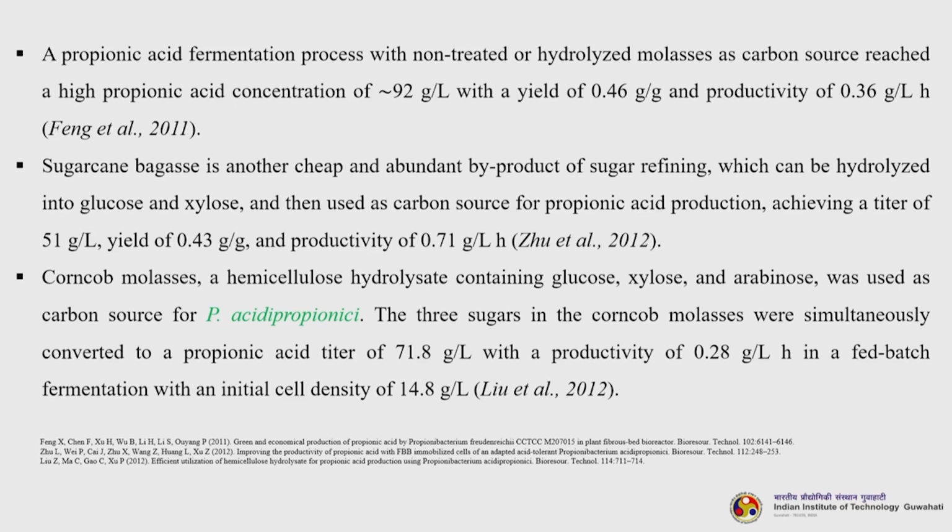Corn cob molasses, a hemicellulose hydrolysate containing glucose, xylose and arabinose, was used as a carbon source for Propionibacterium acidipropionici. Now, the three sugars in the corn cob molasses are simultaneously converted to a propionic acid titer of 71.8 grams per liter with a productivity of 0.28 grams per liter per hour in a fed batch fermentation system with an initial cell density of 14.8 grams per liter.